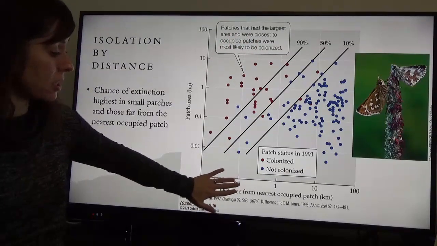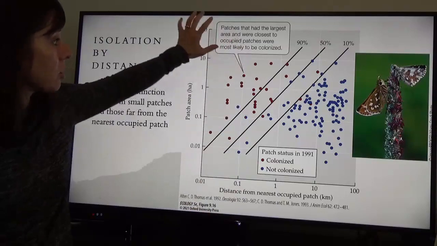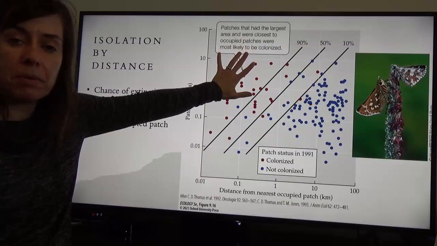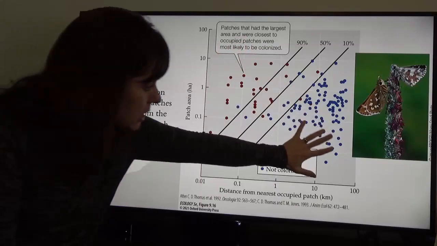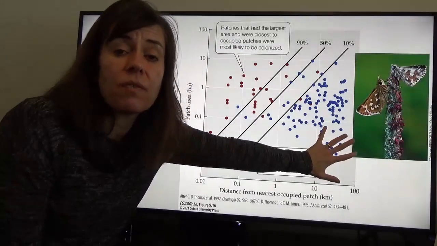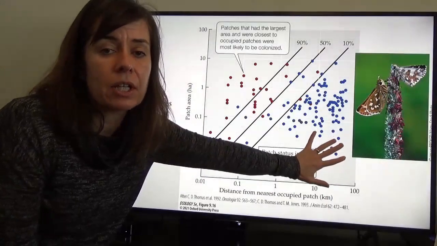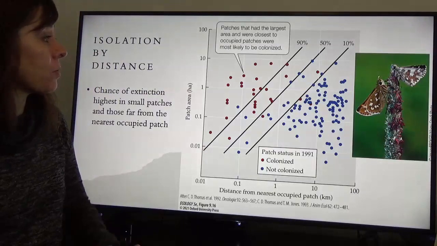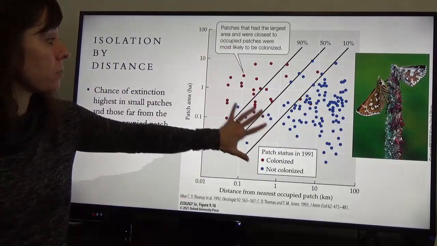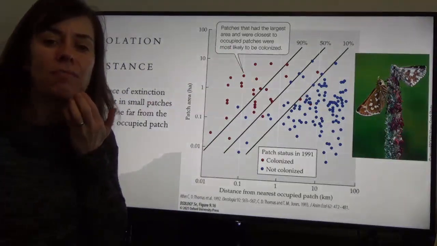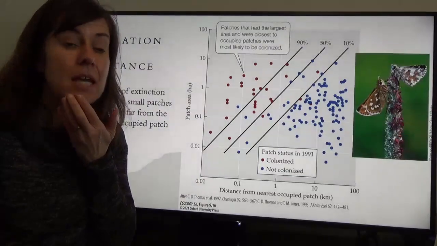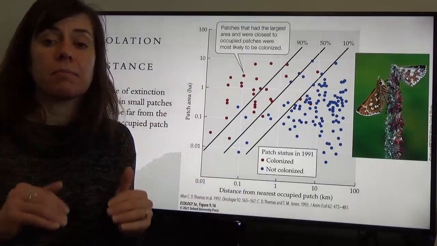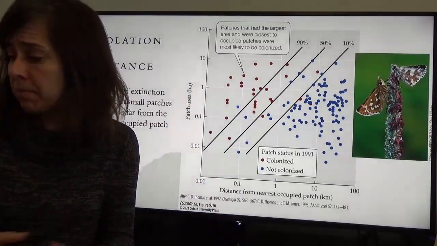So you can see that places in the landscape that had large patches that were close, so these are small distances from the nearest occupied patch, had a very high probability of being occupied. Small patches that were distant from other occupied patches had a very low probability of being occupied, okay? And so this demonstrated the real importance of isolation of these fragments in the landscape, both isolation and patch size, in determining the colonization outcomes.